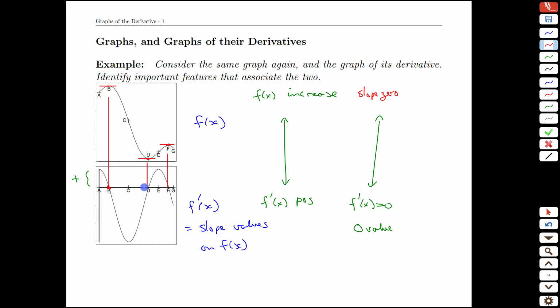We get those values at those three locations being 0, or asking the question on this graph, hey, what's the slope of the original graph? When I hit B, the slope is 0. When I hit D, the slope is 0. When I hit F, the slope is 0. Last but not least, we can do the complement.